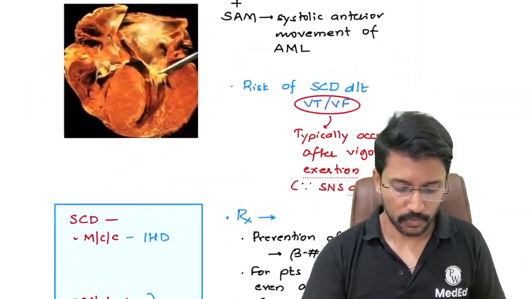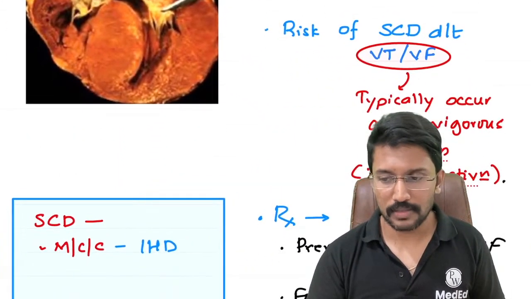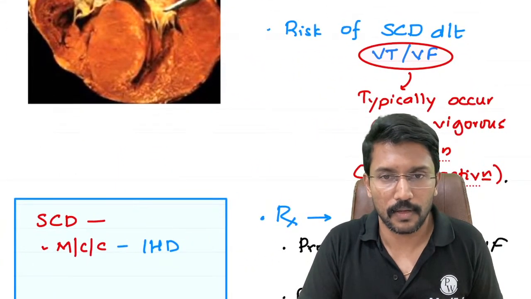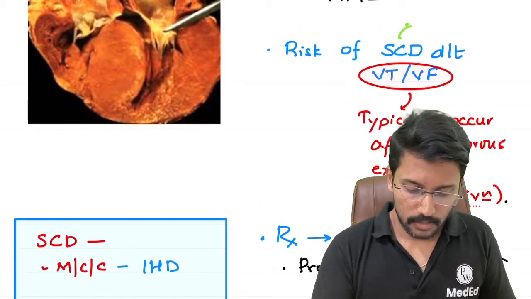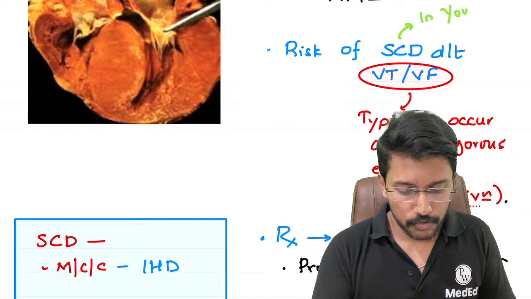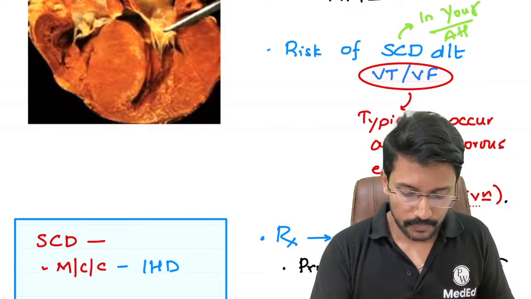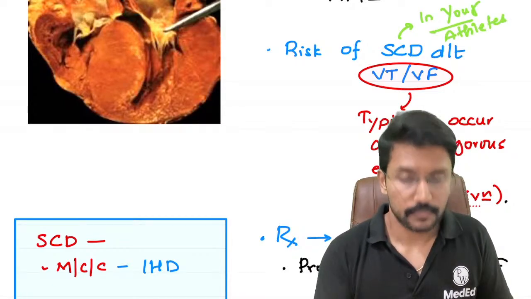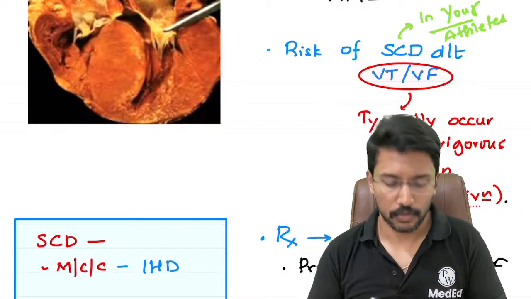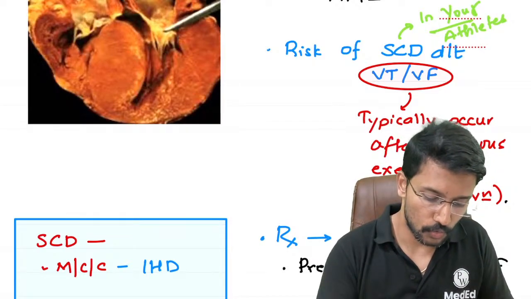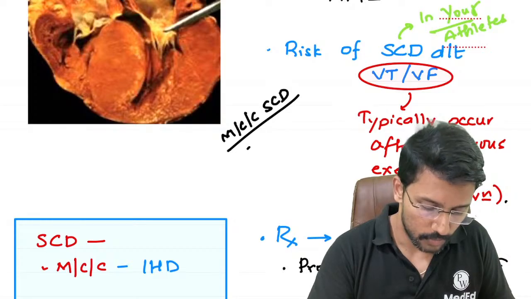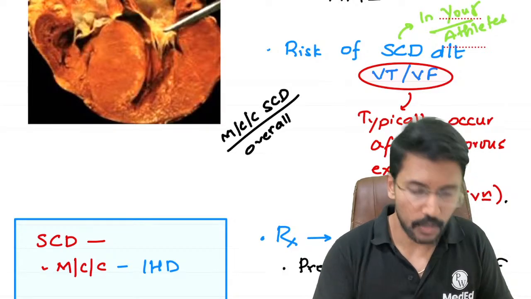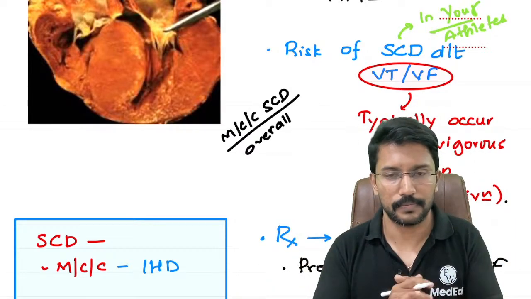Okay. Now, this is the most common cause for sudden cardiac death. In whom? In young individuals and athletes. Young individuals and athletes. So that also begs another question. What is the most common cause for sudden cardiac death overall? Overall, meaning all the patients, all age groups, all professions put together.